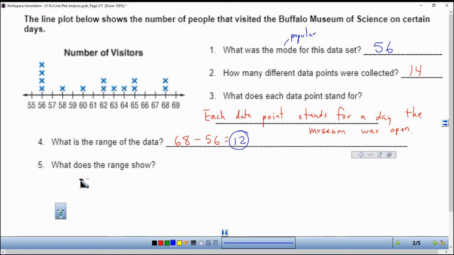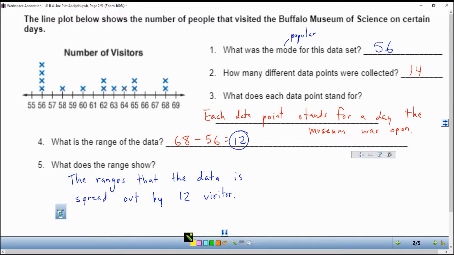So what does the range show? Well, in this case, the range shows that the data is spread out by 12 visitors. So the difference between the greatest number of visitors and the least number of visitors is 12.